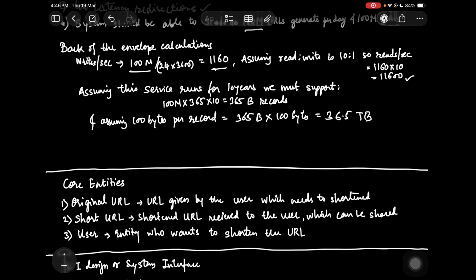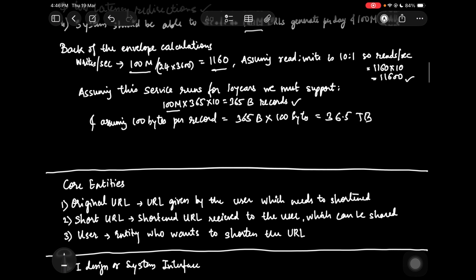Now the second thing is storage estimations. We have a long-term horizon, let's say a 10-year retention period. How much data are we actually talking about? We will be having 100 million URLs getting generated per day, multiplied by 365 days in a year, and for 10 years, we will be having around 365 billion records in our database.